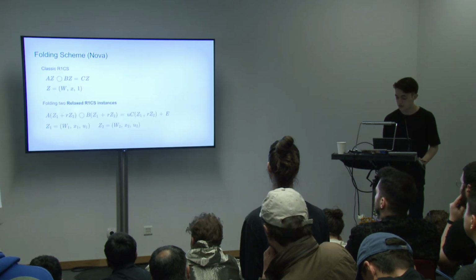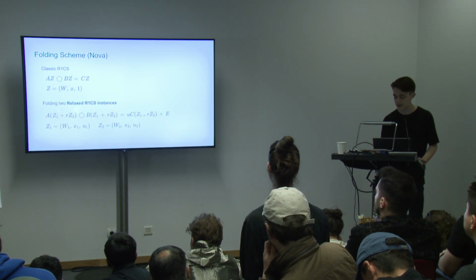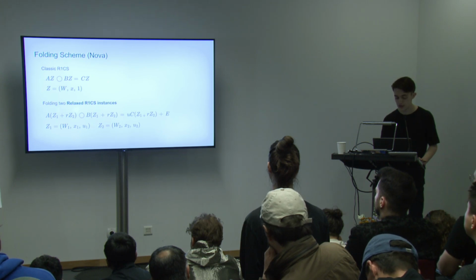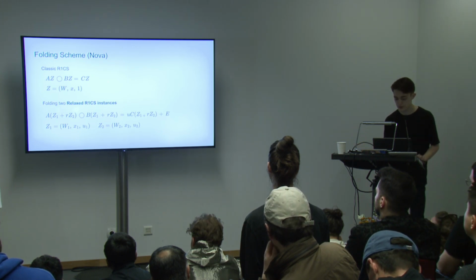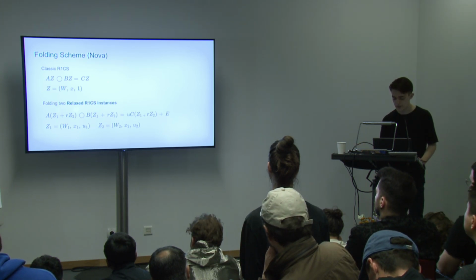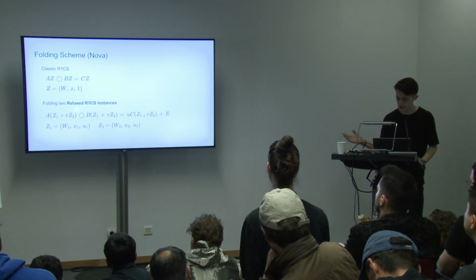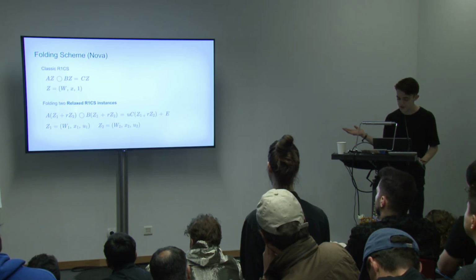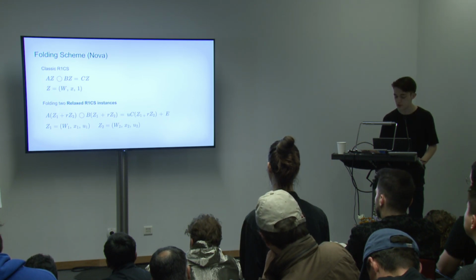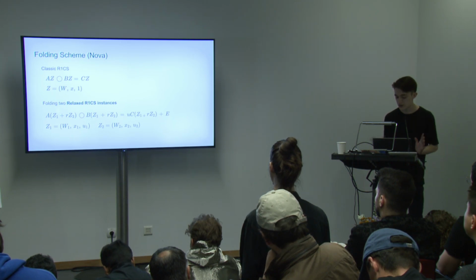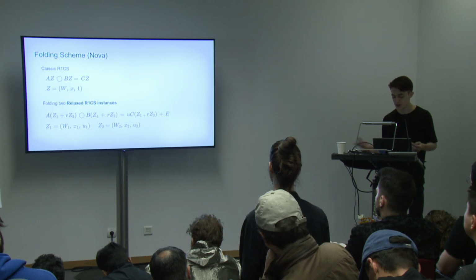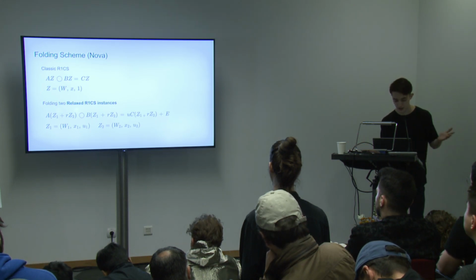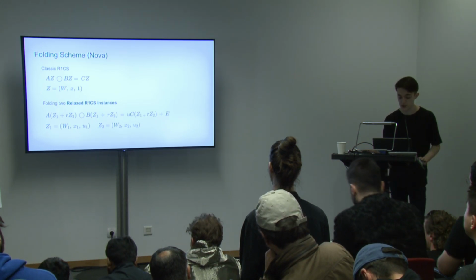And in Nova, we fold 2 relaxed R1CS instances, which is a variant of R1CS that is defined in the Nova paper, by introducing a bunch of variables. But the core idea is to take the random linear combination of 2 Z vectors and fit that into the R1CS equation. So even though we have 2 instances, we can check them as if we're checking only one. And that's the basics of the folding scheme described in Nova.